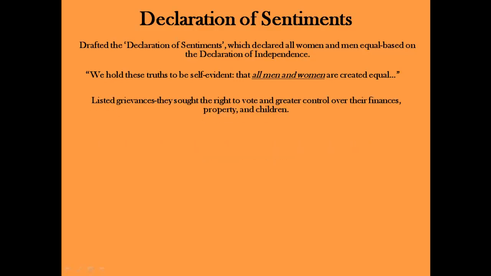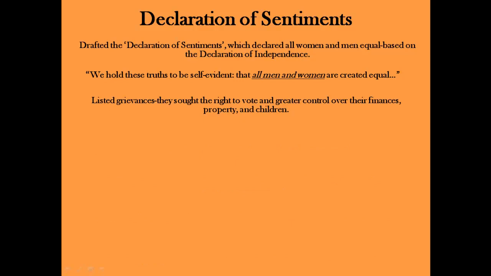They took America's founding document and altered it to read, "We hold these truths to be self-evident, that all men and women are created equal." Like the Declaration of Independence, the Declaration of Sentiments listed grievances. The he here is male society.